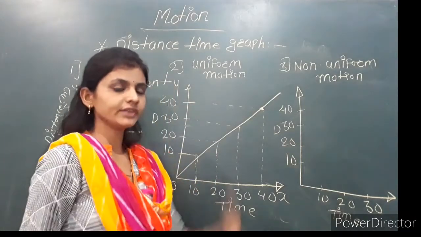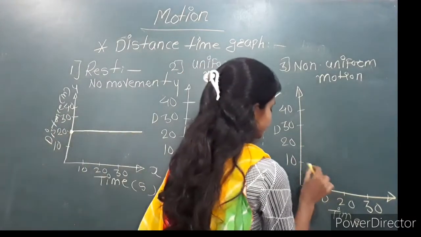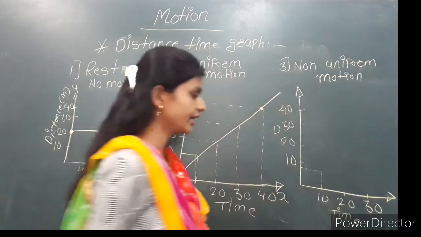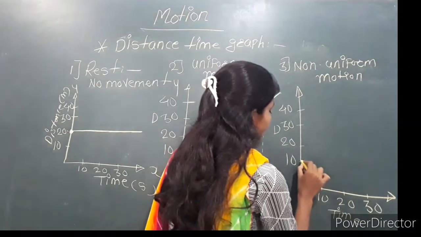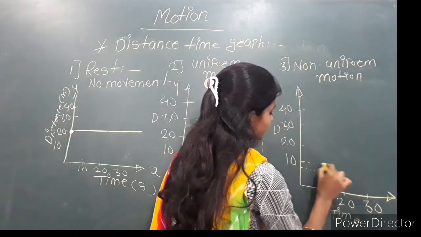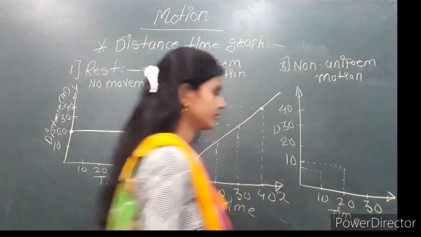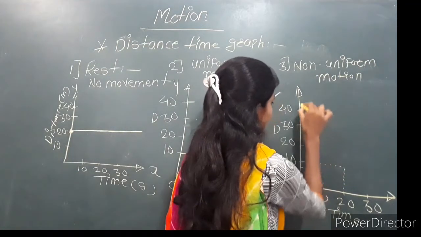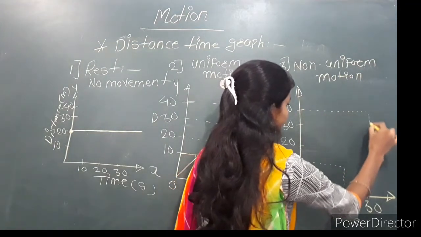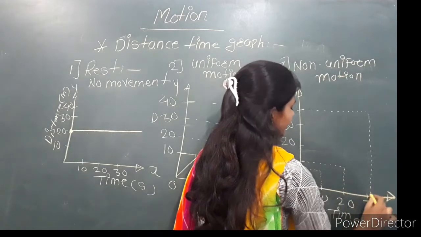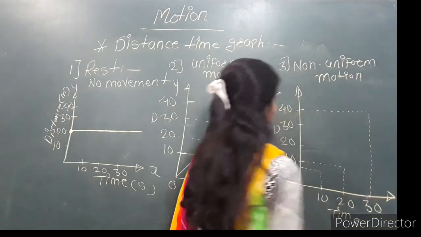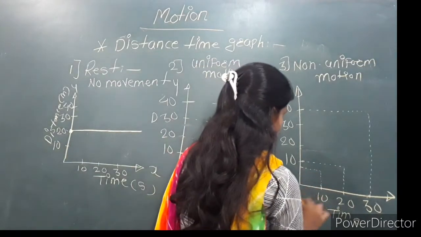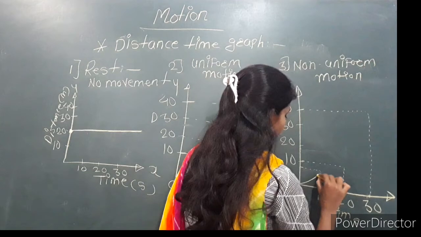Okay, so in the first interval the object covers 8 meter. In 10 seconds he covered 8 meter. Then in the next 20 seconds he covered 10 meter. Again, in the next 30 seconds he covered 40 meter distance. Okay, now we have to draw the diagram from the origin point.